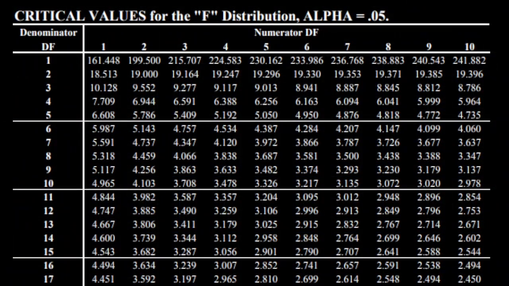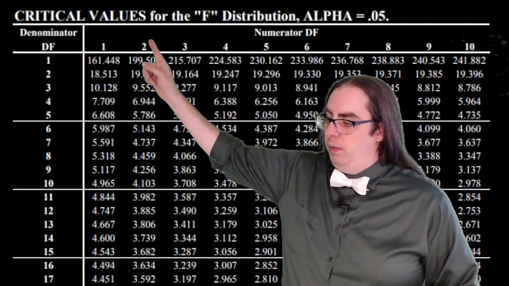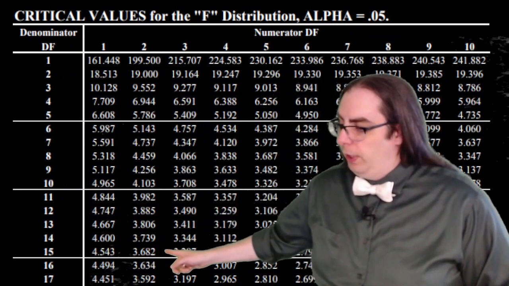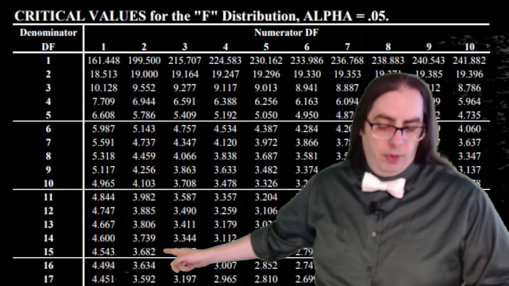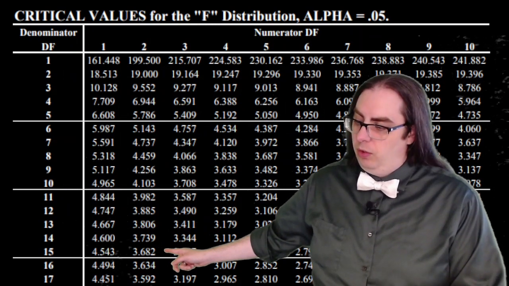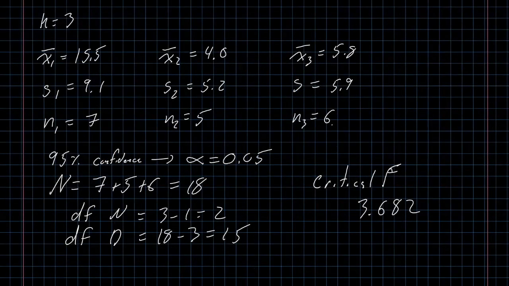Let's pull up my F distribution. My degrees of freedom in the numerator was 2. My degrees of freedom in the denominator was 15. Bringing those rows together, I get to write here: critical F is 3.682. Write that down so we have it available for reference. And then get on with the rest of the calculation because there's a lot of calculation in this process.